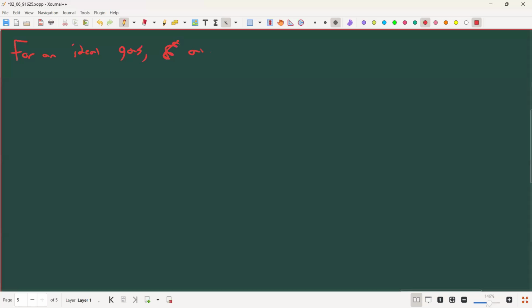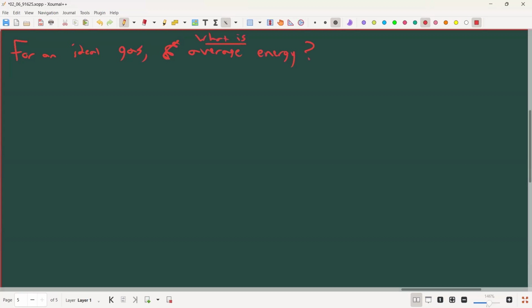Okay, so here's a really nice formula. When you have a statistical distribution, e to the minus E over kT, once you have the distribution, say it was a bell curve, for instance, you can calculate any statistic you want about it. So what I want to calculate today is, for an ideal gas, the average energy. What is the average energy? So if you have a gas at room temperature, how much energy does it have on it?